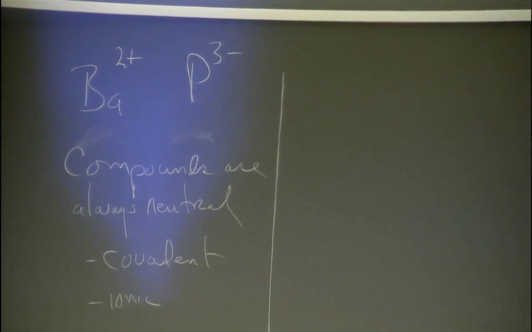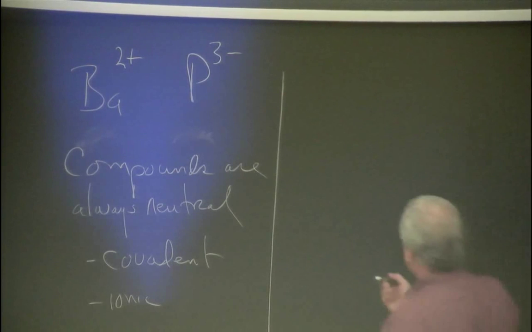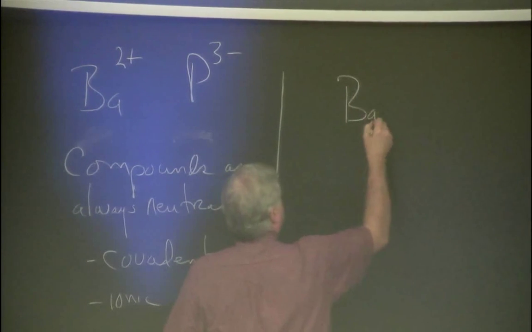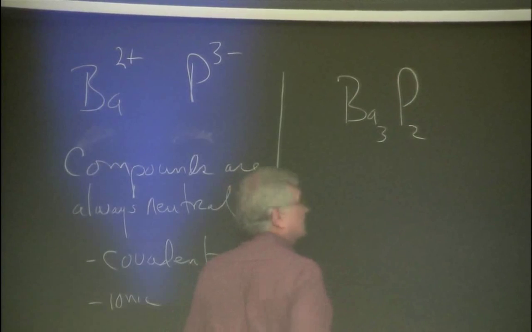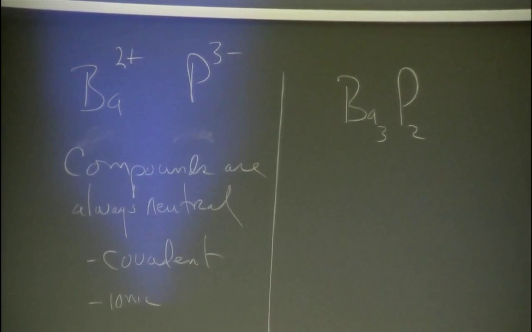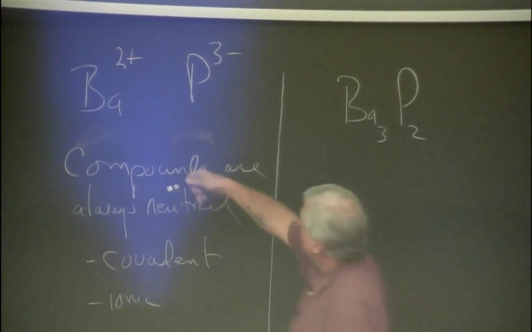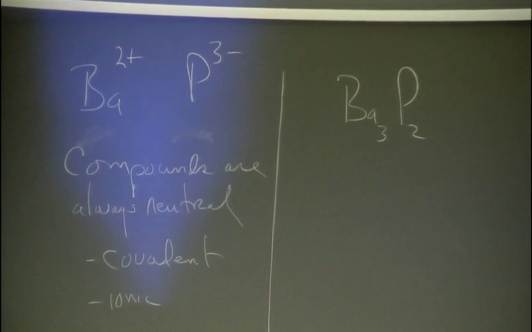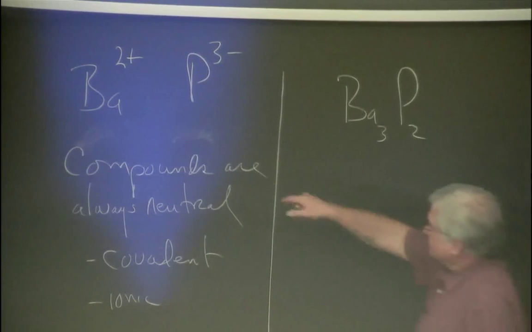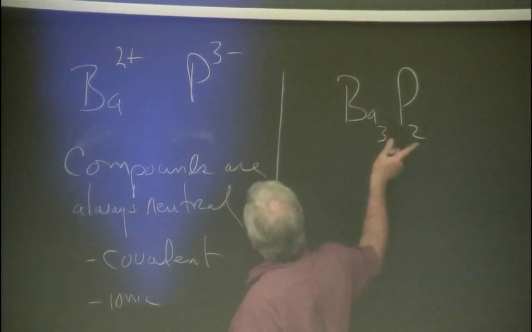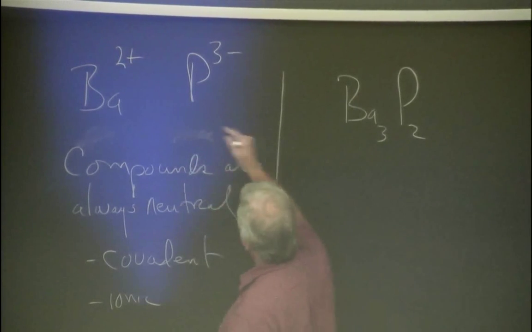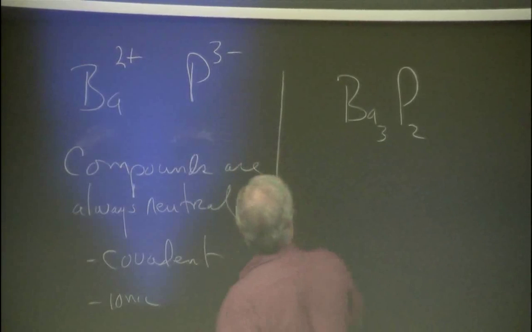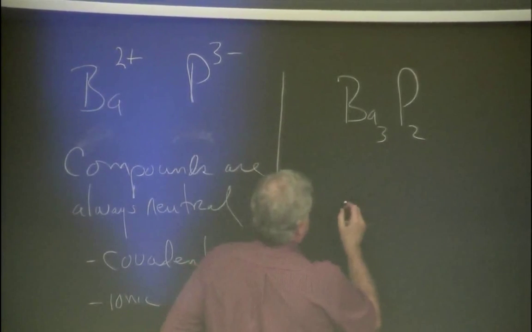Sorry? Somebody? Okay, I just heard this, Ba3P2. And she is totally and absolutely correct. Now, one way you can approach this is we have a 2 and we have a 3, and the common number would be 6. So basically 2 times 3 is 6, and 3 times 2 is 6. So that will work out.